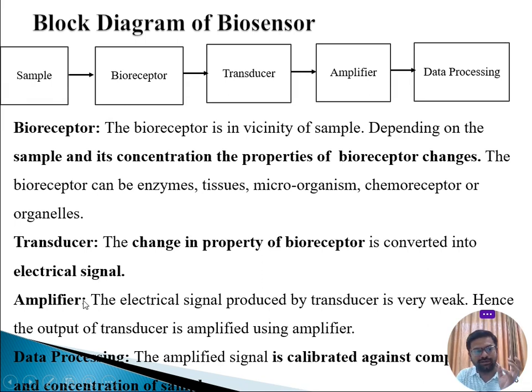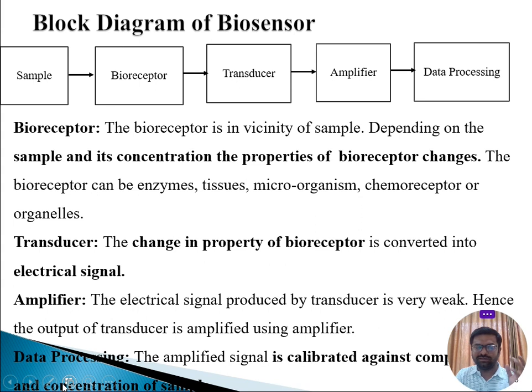The electrical signal generated by the transducer is very weak in nature, so I would like to improve its strength. You may ask why strength improvement is required. Because I would like to do data processing next, and a weak signal is not sufficient for data processing. That's why we do the amplification. After that we have a data processing block, which is used to present the data detected by the bioreceptor and the transducer.